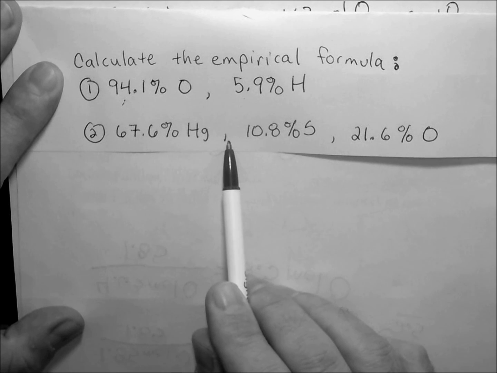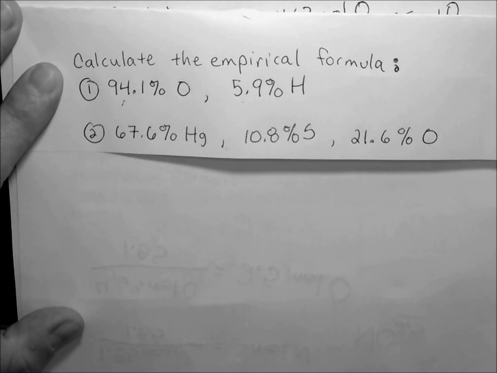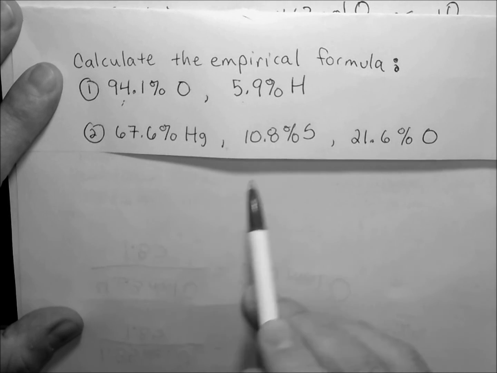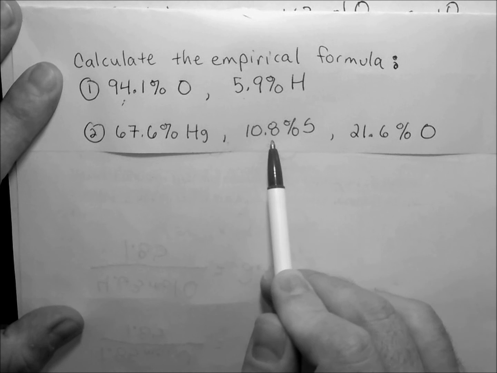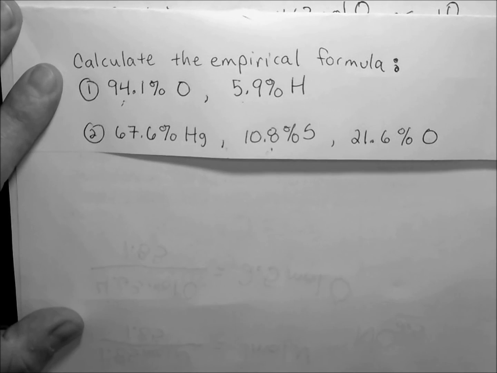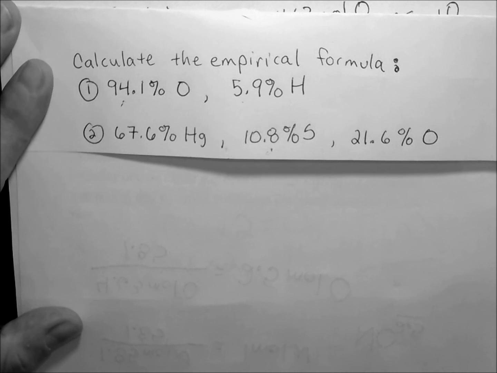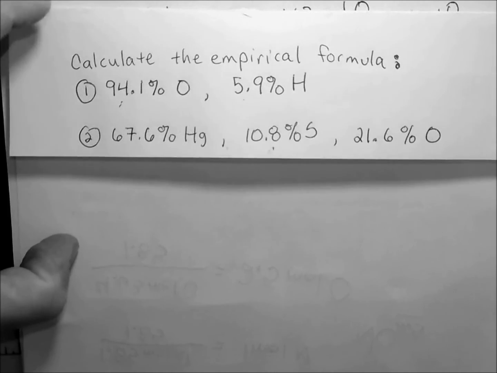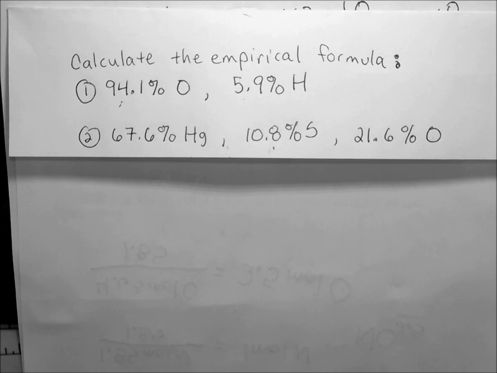And then the second compound, I need you to figure out its empirical formula. 67.6% of it is mercury, Hg, 10.8% of the compound is sulfur, and the final 21.6% of that compound is oxygen. Follow the steps I gave you, and you should find that it's pretty easy to come up with the correct answer.